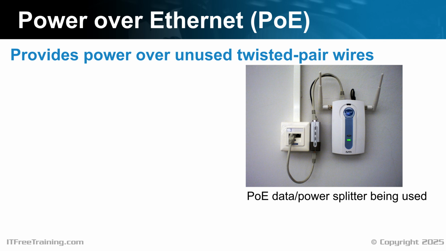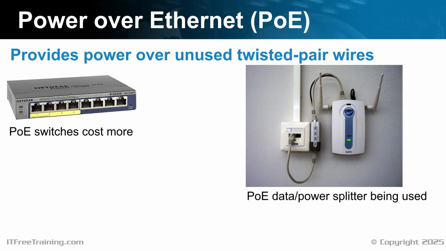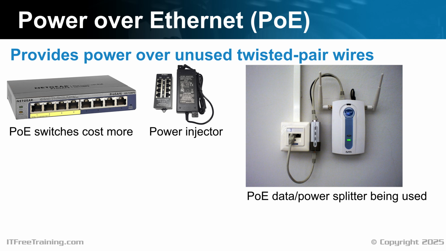To provide power to the link, you need a device that provides power. There are switches on the market that do this. These will cost more than your regular switches. In this example, half the ports, the ones labeled yellow, provide power over Ethernet. The other option you have is to use a power injector. A power injector is a pass-through device that provides power to the Ethernet cable using an external power source.